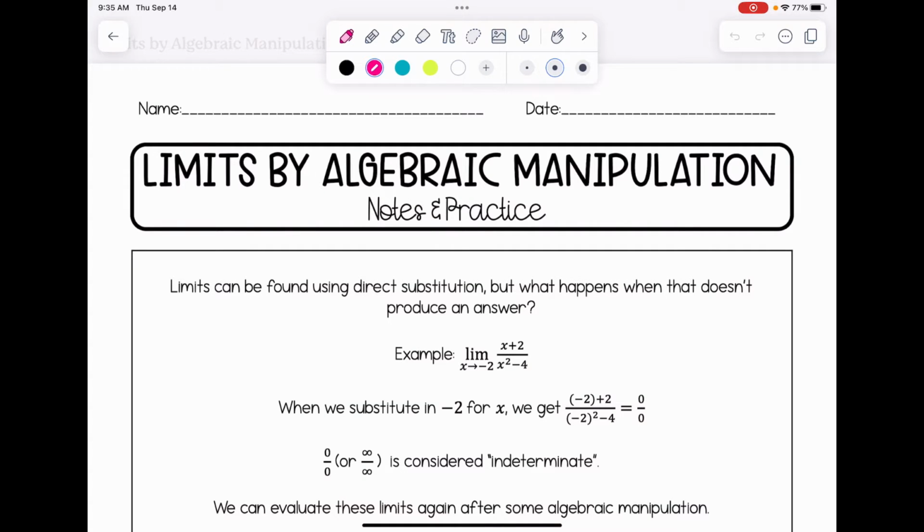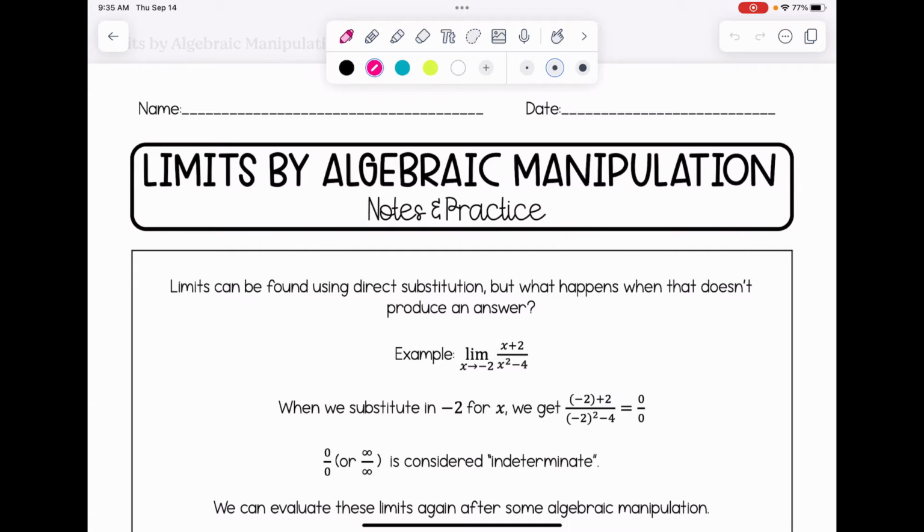In this video, we're going to be talking about how to find limits analytically, but by algebraic manipulation. So limits can be found using direct substitution, but what happens when that doesn't produce an answer? So let's take a look at an example of that. If we have the limit as x approaches -2 of x plus 2 over x squared minus 4.